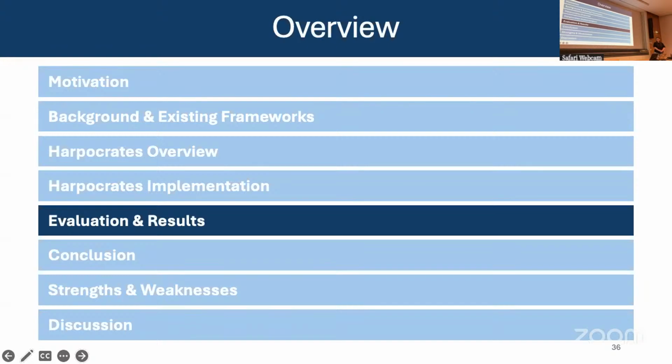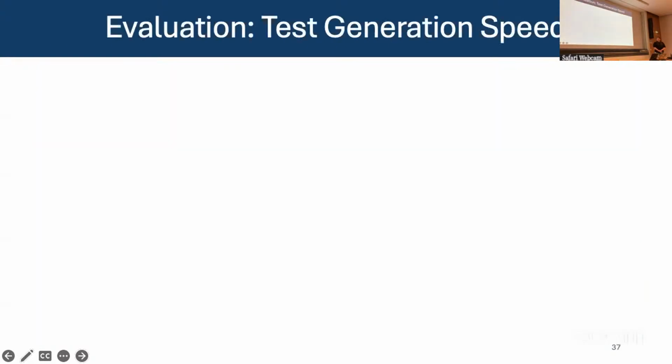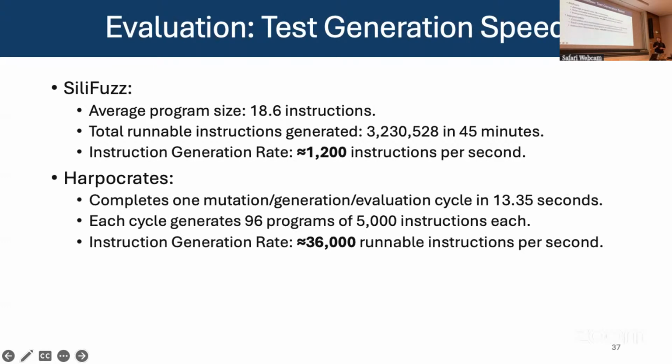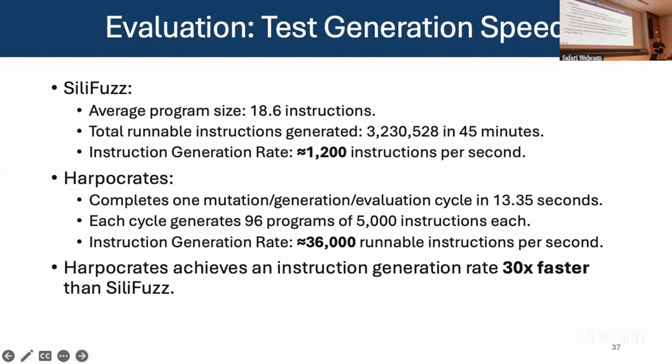So now moving on to evaluation and results. First, let's take a look at the generation speed. Silifus is the only framework that generates tests automatically, therefore it's the only viable option to compare it with. Here we can see that Silifus's instruction generation rate is 1200 instructions per second, whereas for Harpocrates it is 36,000 runnable instructions per second. Therefore, Harpocrates achieves a 30 times faster instruction generation rate.